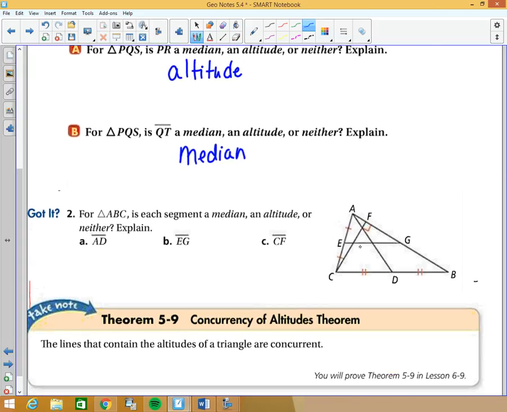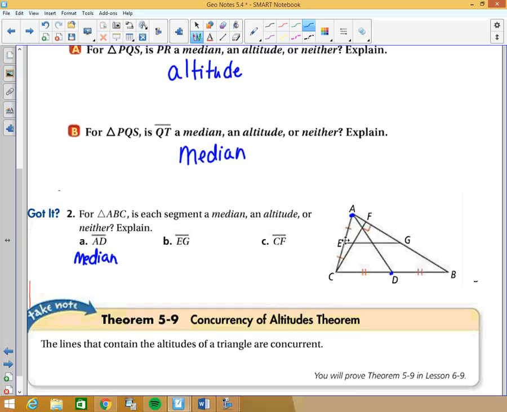If you look at this triangle, now we have a couple of different ones we need to identify. The first one is segment AD. If you notice, segment AD goes from vertex A and it ends at D, which happens to be the midpoint of CB. So in that case, we're going to say that this one is actually going to be a median by definition.